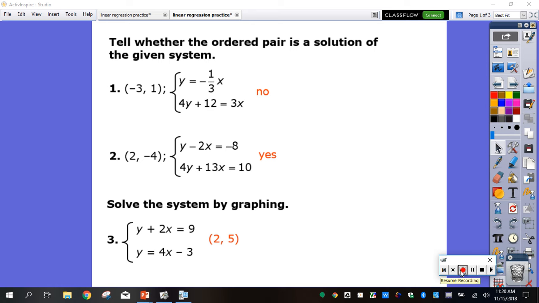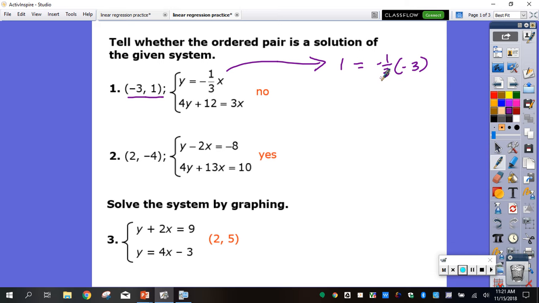All right, so if I am trying to determine if an ordered pair is a solution, I take the x value and I substitute it for x, and I take the y value and I substitute it for y. So for this top equation, that would look like this. And then I need to evaluate to see if I get a true statement.